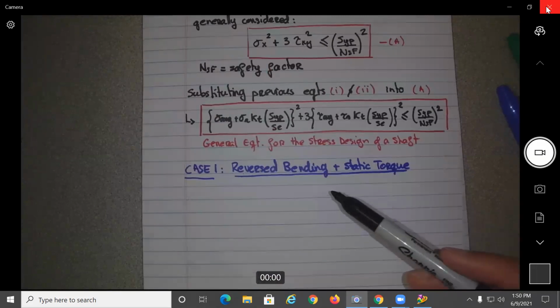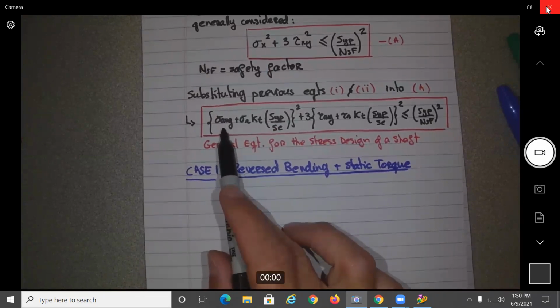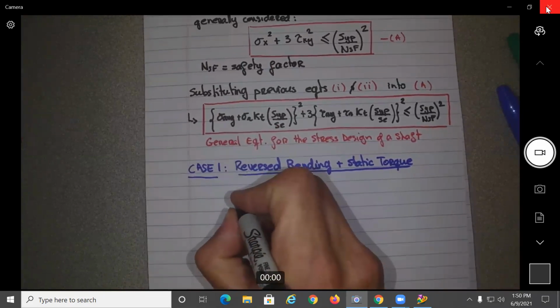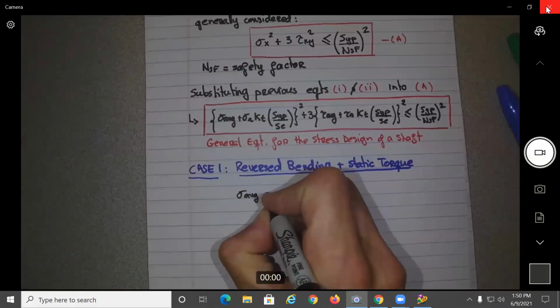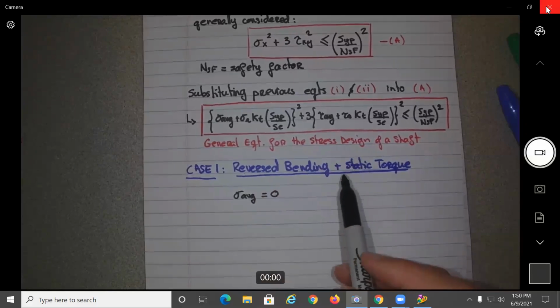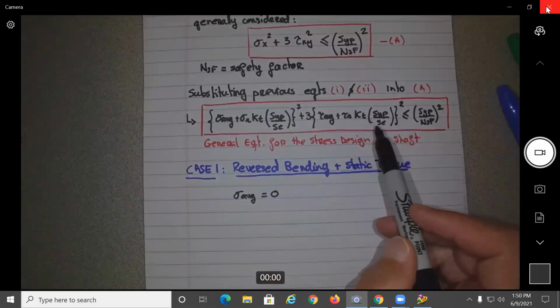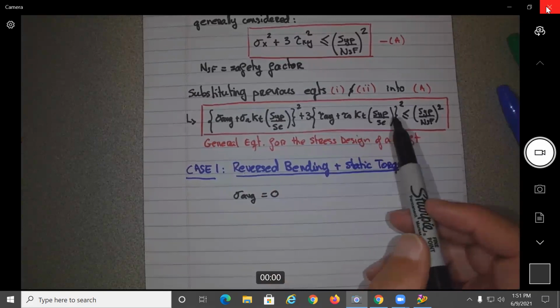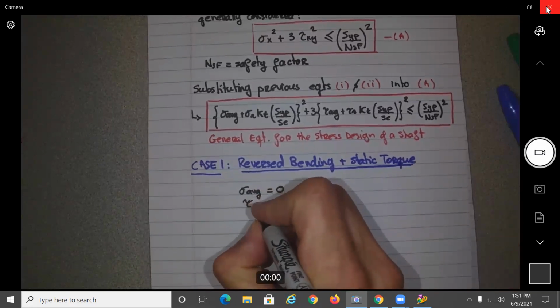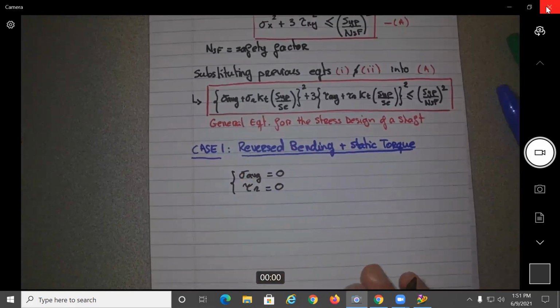So on reverse bending, basically, what are we assuming? We'll be assuming that the static normal load will be 0. So this will mean that sigma average is 0. And if you assume static torque, what's that going to mean? That the term due to the fluctuating stresses will be the second one. This one will be 0. So tau little sub r will be equal to 0. So let's call this equation here B.